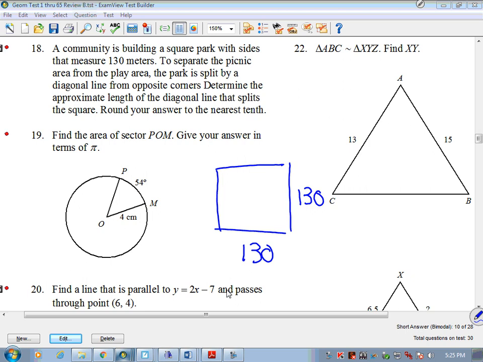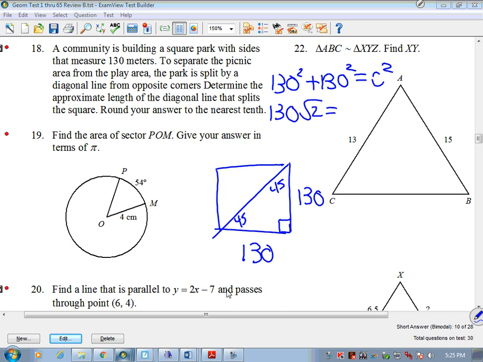To separate this picnic area from the play area, it's split by a diagonal line. And we want to know what is the length of that diagonal line. Because squares have right angles, what I have here is a right triangle. So you have two options here, and I think several of you know this. 130 squared plus 130 squared equals c squared, and go ahead and solve from there. Or I could look at this as a 45, 45, 90 right triangle, where it's going to be 1, 1, 1 radical 2, or 130 times radical 2. Either way, I'm going to get the same answer to the nearest tenth.